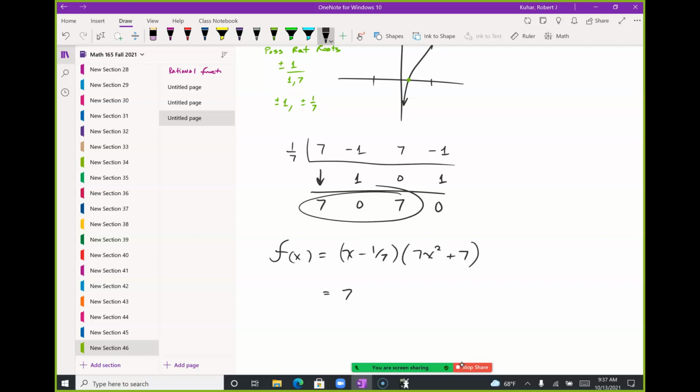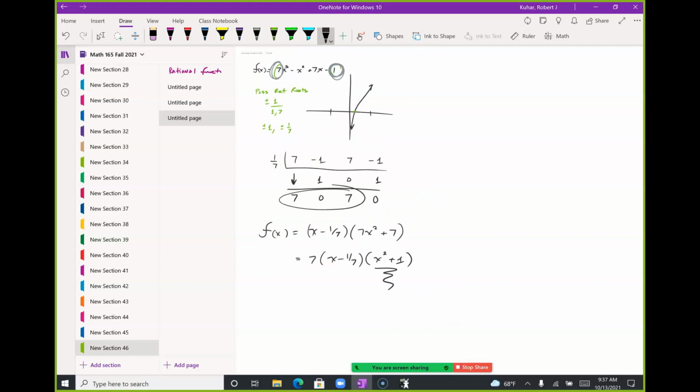And I can factor a 7 out of that, and I get x squared plus 1. And the rest of these roots are complex. Obviously, you see that the cubic goes through only one root, and it's got to be at an odd multiplicity, right? Because it goes through.